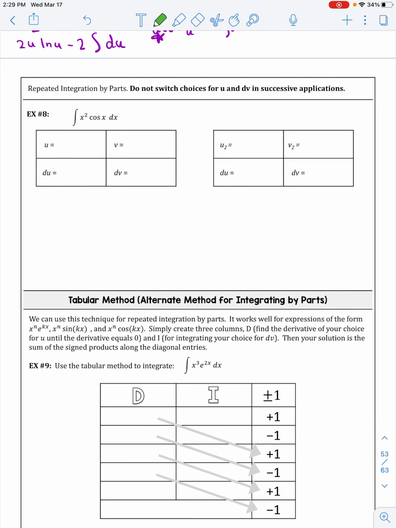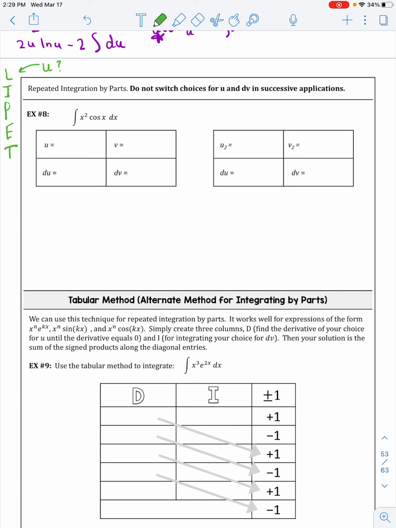Okay, we're back and I'm on example number 8. Just to remind us of our LIPET: logs, inverse trig, polynomials, exponentials, and trig. That's what we would make our u, okay? That helps us decide what to make your u.